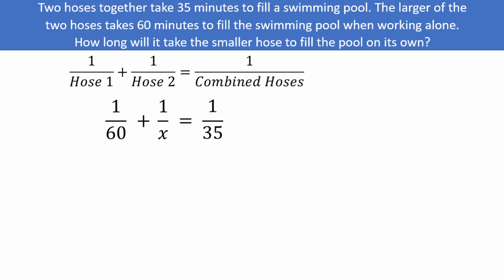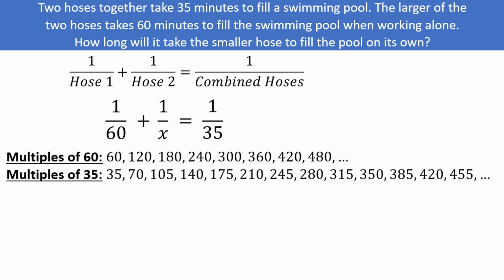Now we need the LCD of 60 and 35. This is a bit tricky, so let's write out the multiples of both 60 and 35. We don't get a common multiple until we reach 420, so that means that 420x must be our LCD.